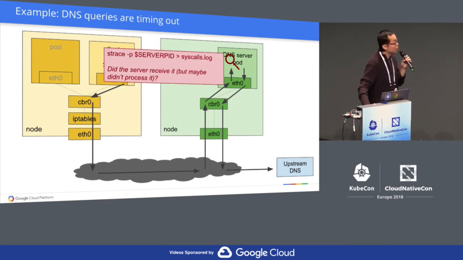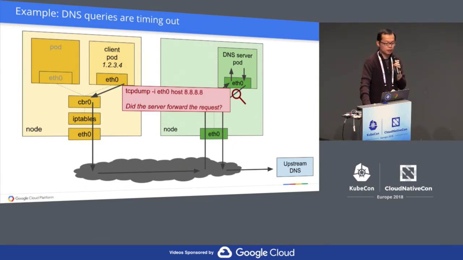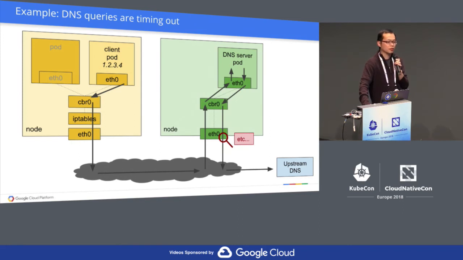If you want more verbosity, you can use strace to attach to the server pod's process ID and see what syscalls it is making. And then similarly, check if the outgoing, forwarded requests are actually heading to, in this case, 8.8.8.8, and so on. So eventually you can see what breaks in the whole data plane.